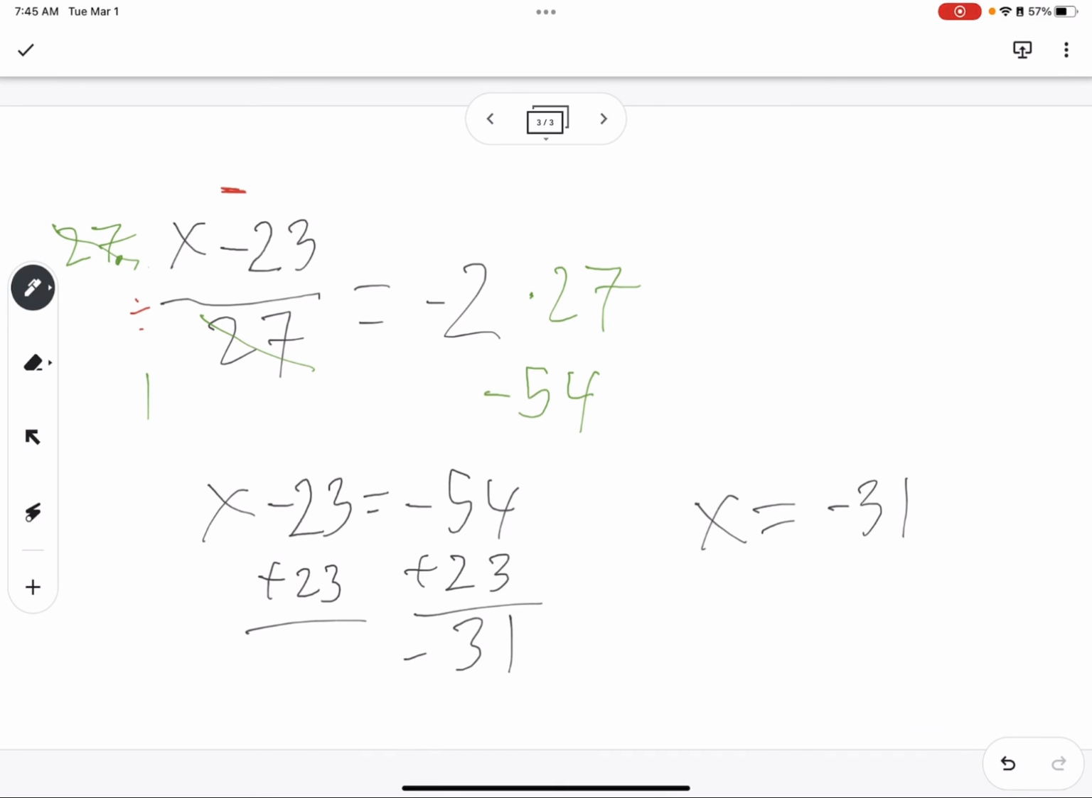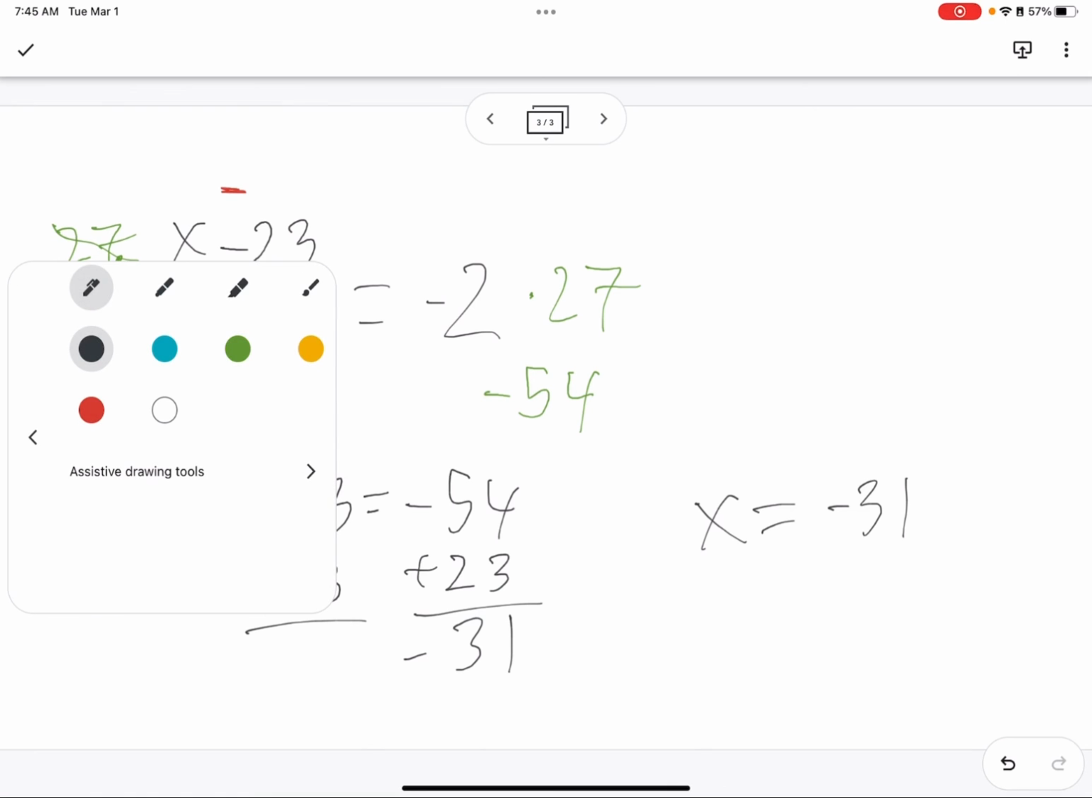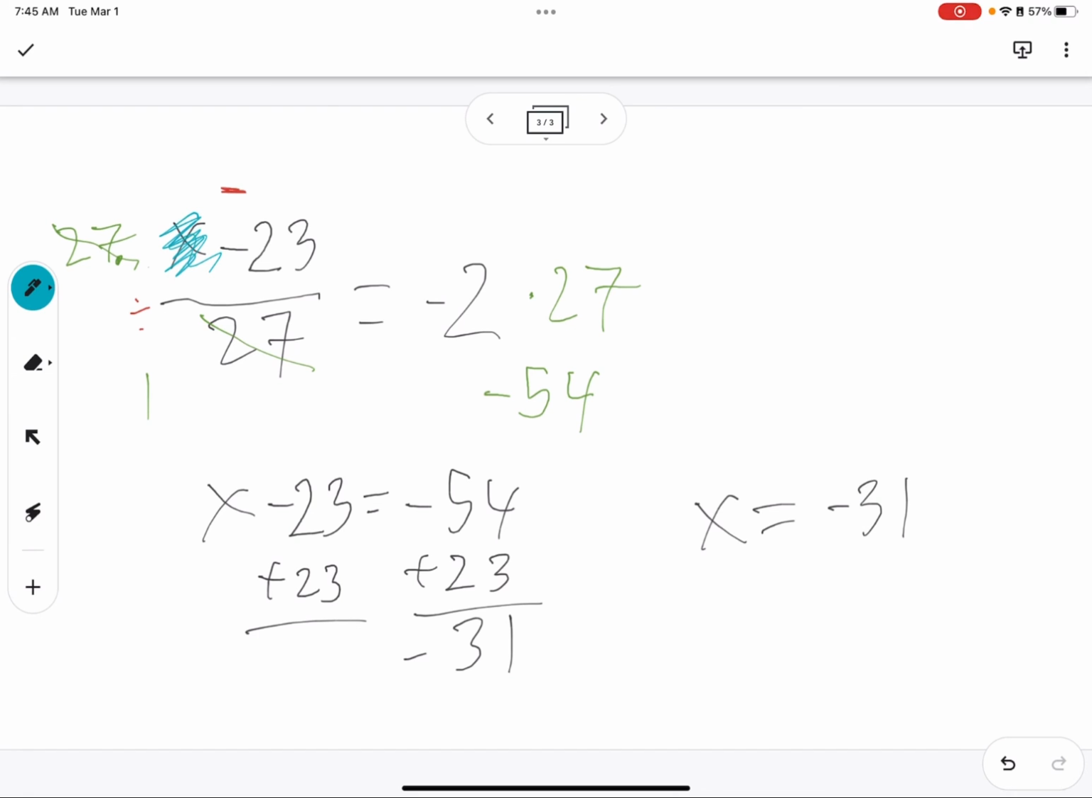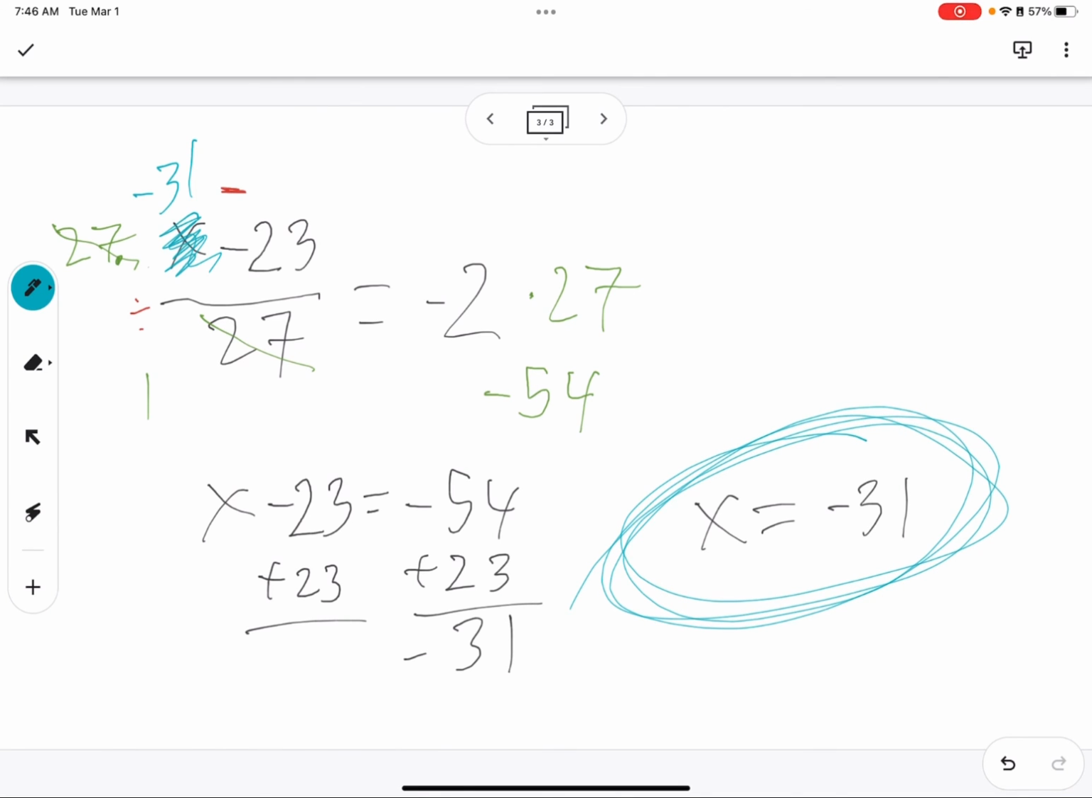Let's see if that's correct. So we're going to go back now, and let's use blue now. We're going to cross out x and put negative 31 and do our problem. So let's take a look here, okay? We've got negative 31 minus 23, which gives us negative 54. And if you divide negative 54 by 27, you get negative 2. So that means this is the correct answer, okay? Ask the teacher if you have any questions, and good luck.